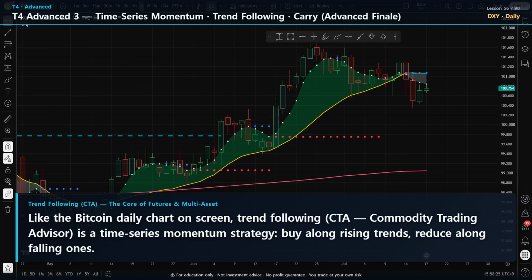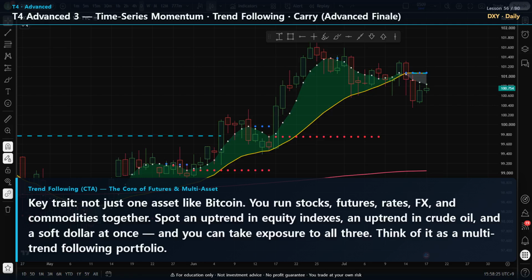Like the Bitcoin daily chart on screen, trend following, CTA, Commodity Trading Advisor, is a time series momentum strategy. Buy along rising trends, reduce along falling ones. Key trait: not just one asset like Bitcoin. You run stocks, futures, rates, FX, and commodities together. Spot an uptrend in equity indexes, an uptrend in crude oil, and a soft dollar at once, and you can take exposure to all 3. Think of it as a multi-trend following portfolio.